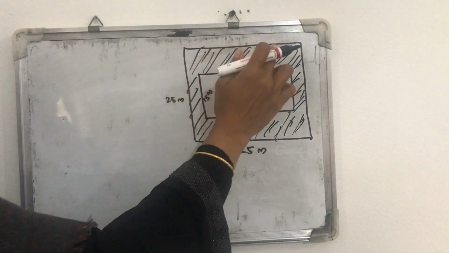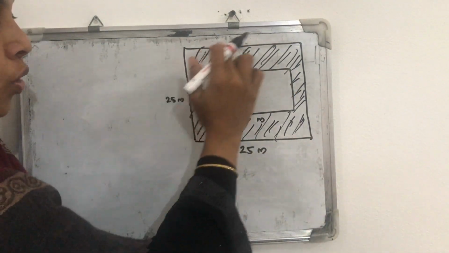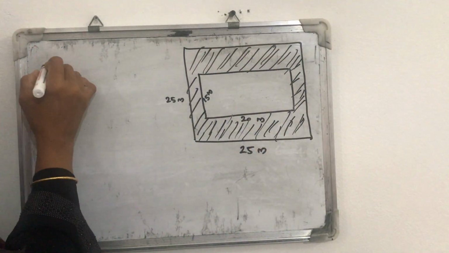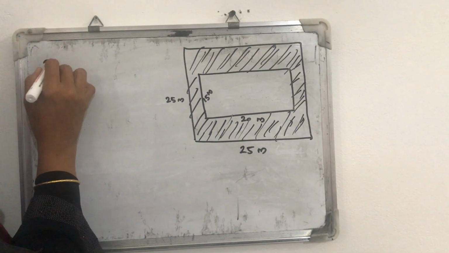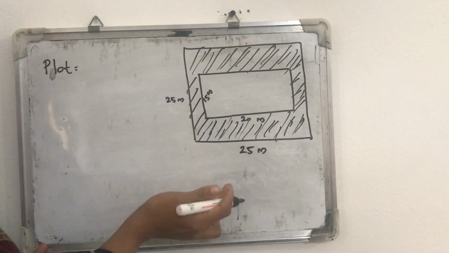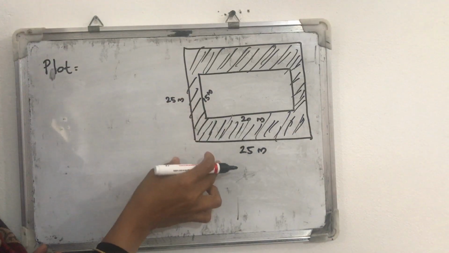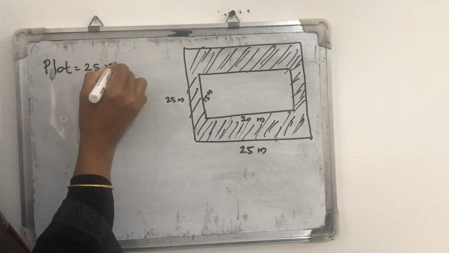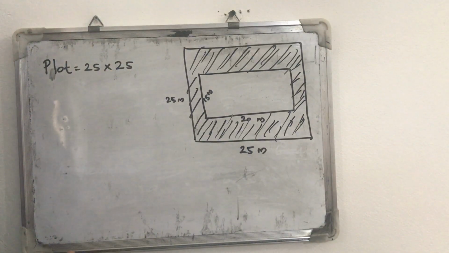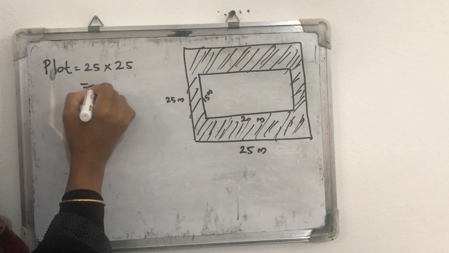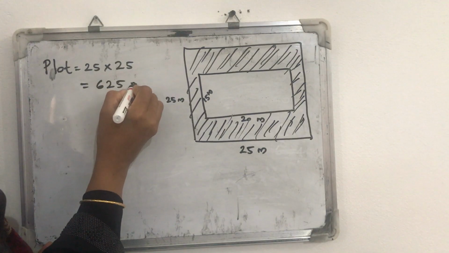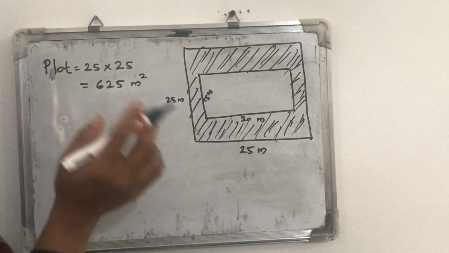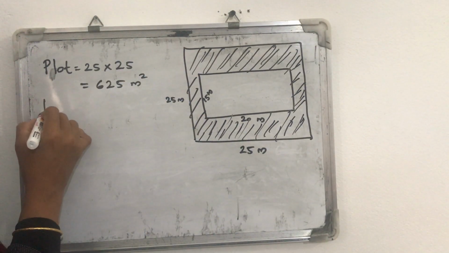First, we want to find out the area of the square plot. The area of the square plot will be what? The plot is in square shape, its side is given as 25. So it will be 25 into 25, because we know the area of a square is side into side. So it will be 625 meter square.